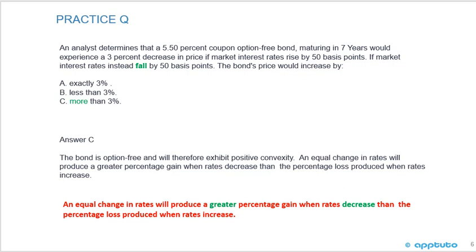But in general, if you know this rule that an equal change in interest rates will produce a greater percentage change when rates decrease than the percentage loss produced when rates increase, this question should be very easy in less than 90 seconds. The bond is option free and therefore will exhibit positive convexity. An equal change in rates will produce a greater percentage gain when rates decrease than the percentage loss produced when rates increase. Easy, we've seen this.